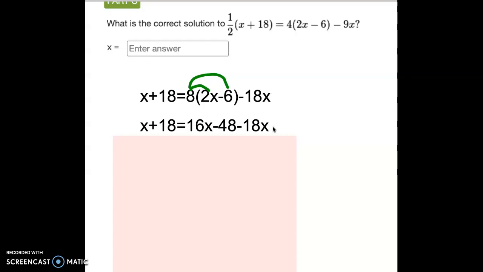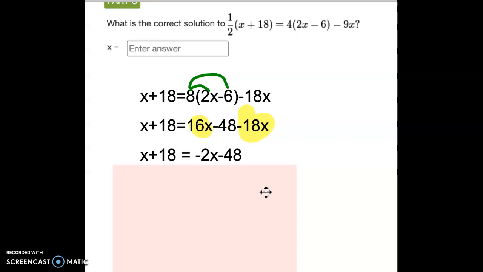Our next step is we want to combine like terms if we have any. So if we look on the left-hand side of the equation, we do not have any like terms. X plus 18 is just going to be x plus 18. On the right-hand side, though, we do have like terms. This 16x and this minus 18x, those are like terms. They both have the variable x in them, so we can combine them. When we do that, we get that x plus 18 equals negative 2x plus 48.